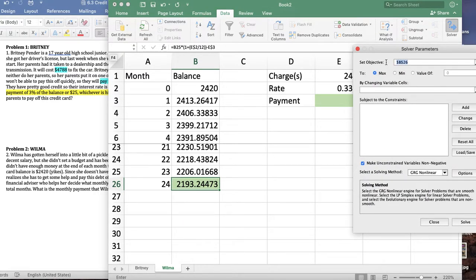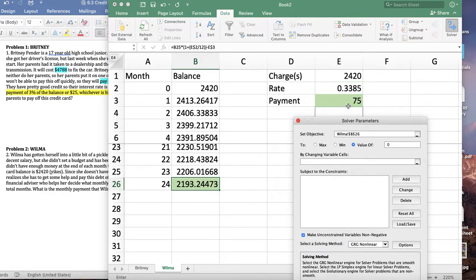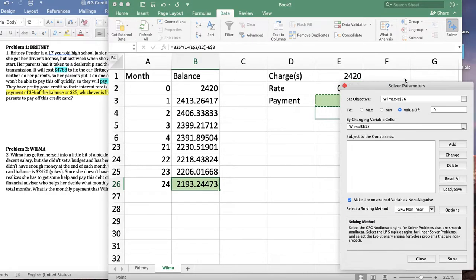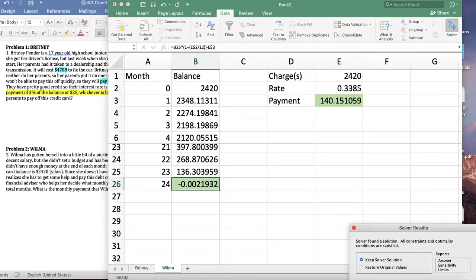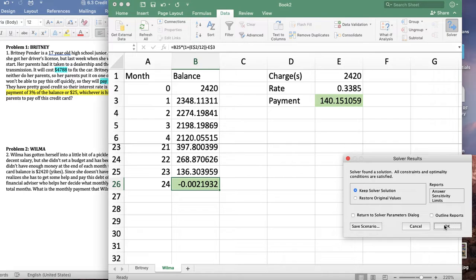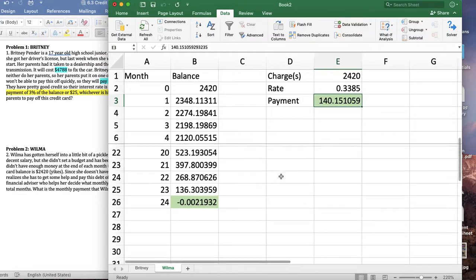My parameters, my objective is cell B26. I want it to be a value of 0 by changing this payment. And I know it's going to have to go up some. Hit solve. Do I want to keep the solution? I do. And there it is. If Wilma pays $140.15 every month for 24 months, she is going to pay this credit card off.